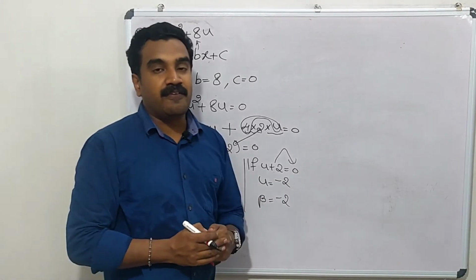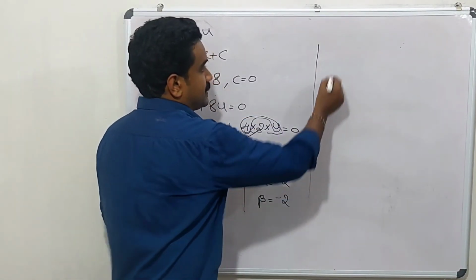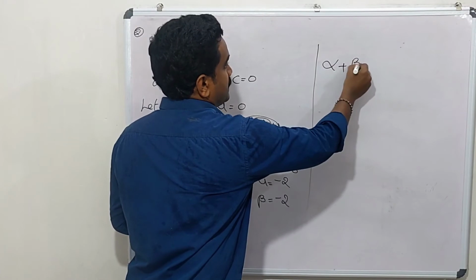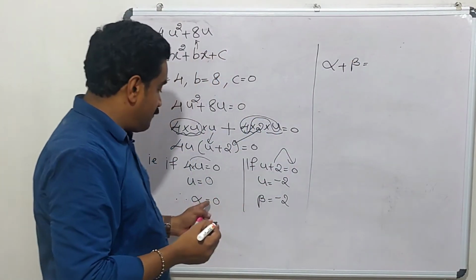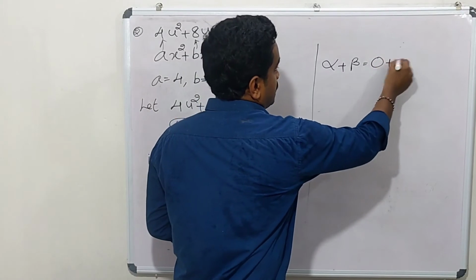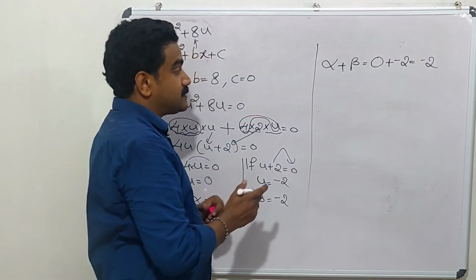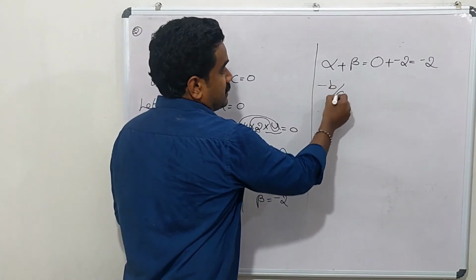Next we want to verify the relationship between the zeros and coefficients. We can check. What is the sum of the zeros? What is alpha plus beta? Alpha is 0, beta is negative 2. So you can write 0 plus negative 2. What is 0 plus negative 2? Negative 2. And what is minus b by a?